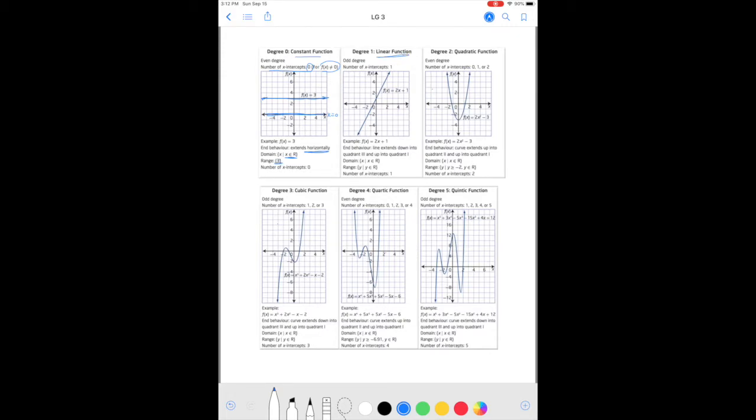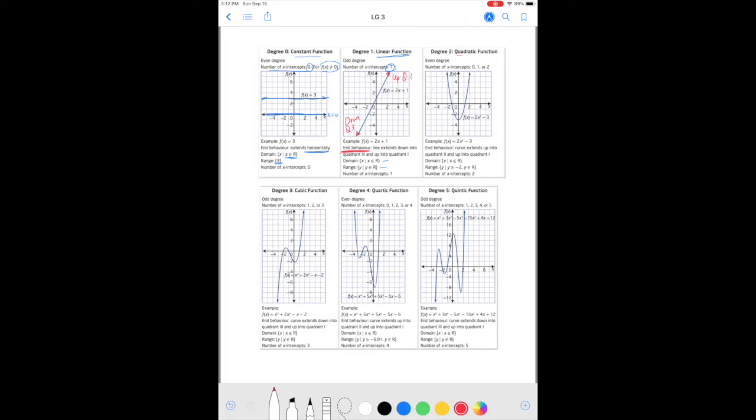Now the linear function, the number of x intercepts is just going to be 1. And the domain and range are going to be all reals. Now this new term I'm going to introduce is the end behavior. Well, the end behavior is you're looking at what's going on at these ends. All right, so we can just summarize this. This guy right here is going up in quadrant 1. And this one down here is going down in quadrant 3.